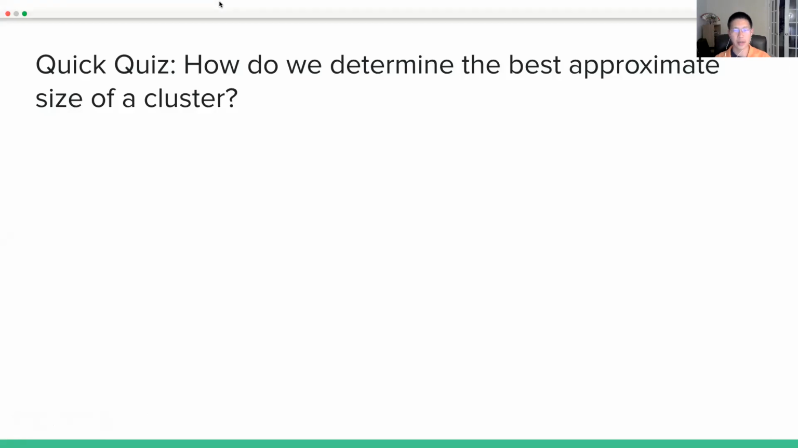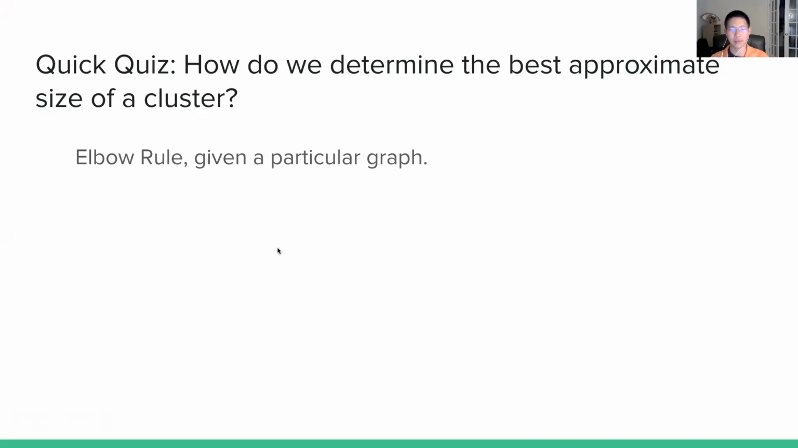A quick quiz. How do you determine the best approximate size of a cluster? I'll give you a hint. It's a part of your body. Okay, here's the answer. The elbow rule, that's what your elbow, the elbow rule, given a particular graph.